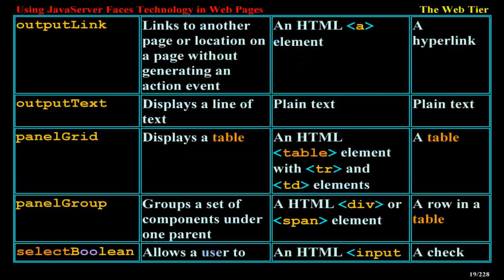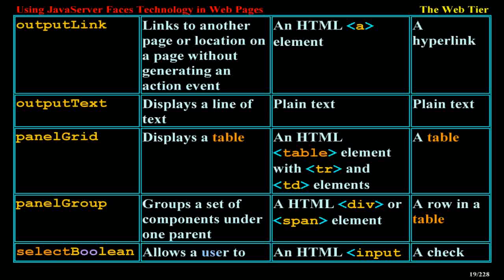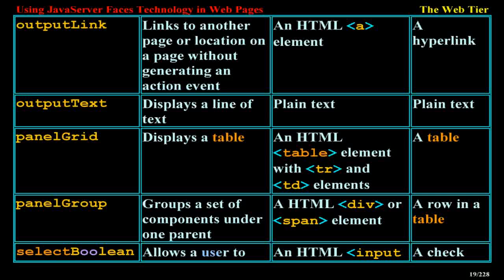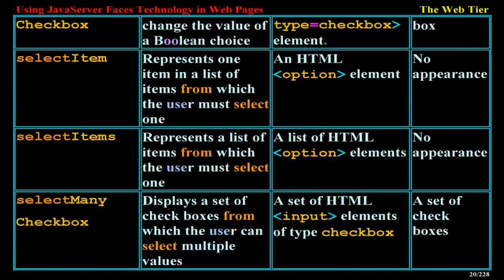Plain text. Panel grid displays a table in HTML. A table element with tr and td elements. Panel group groups a set of components under one parent. An HTML div or span element. A row in a table. Select Boolean checkbox allows the user to change the value of a Boolean choice in HTML. An input type checkbox element. Select item represents one item in a list of items from which the user must select one in HTML.